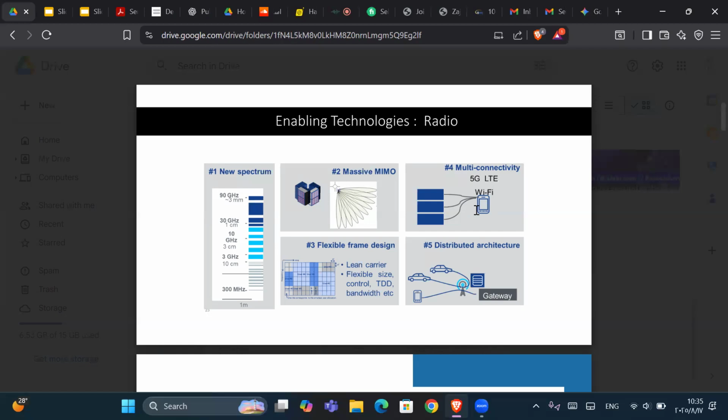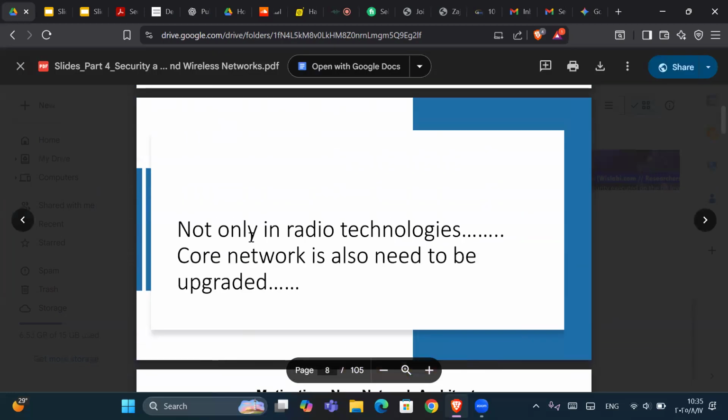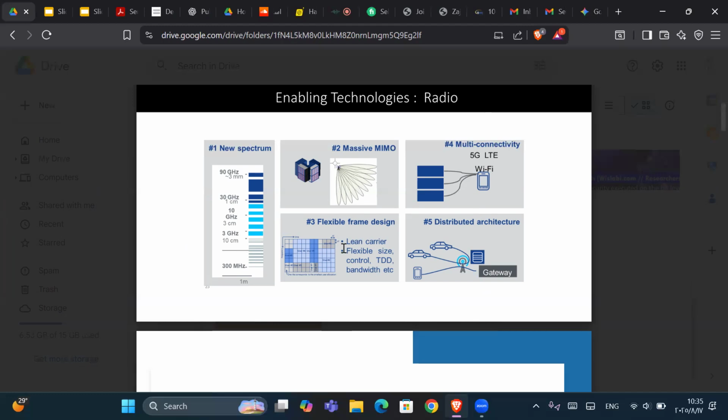We have the massive MIMO technology. We have the multi-connectivity with 4G LTE and Wi-Fi simultaneously. We have flexible frame design, clean carrier, flexible size control, TDD bandwidth, and distributed architecture. So the technologies mainly are more bandwidth, more antennas, much stronger framework, waveforms, and distributed architecture and network softwareization and virtualization.